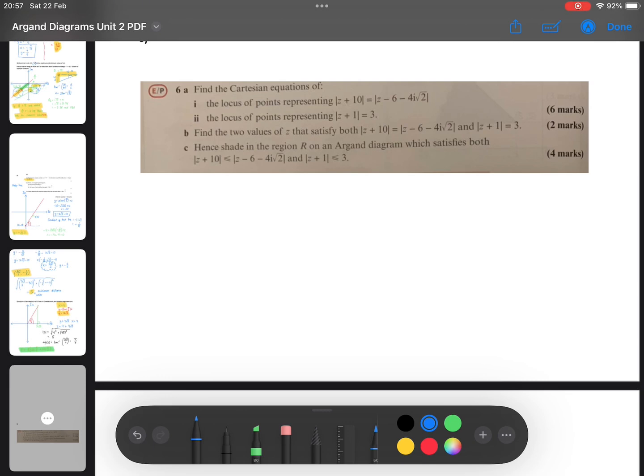It's going to be a perpendicular bisector that we're interested in. And I should actually draw an Argand diagram here, just a sketch.